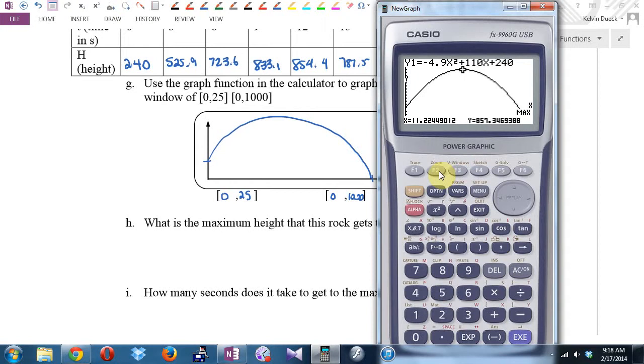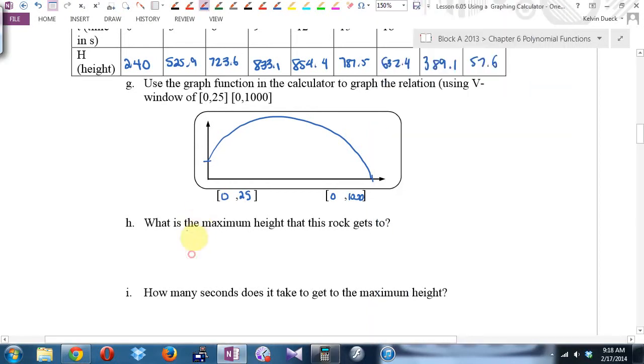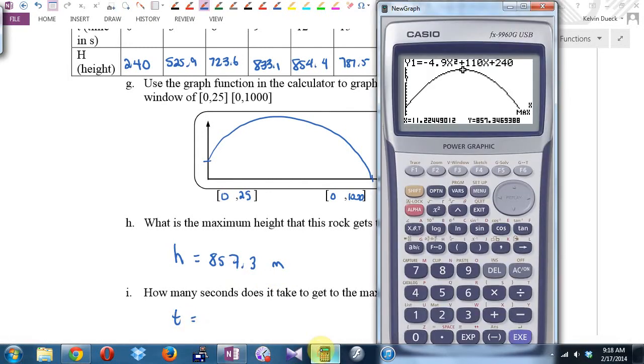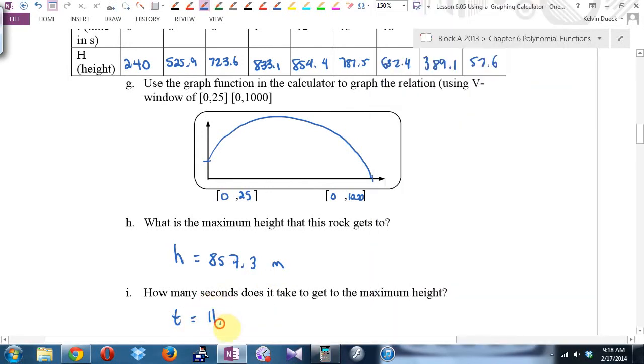Yeah, not 11.22. That's not height. That's your X coordinate. What's your height? The Y coordinate is the height, right? So what's the maximum height? 857.35, if I round off. When does it occur? At 11.2 seconds. So the maximum height, H equals 857.3 meters. T equals 11.2 seconds.